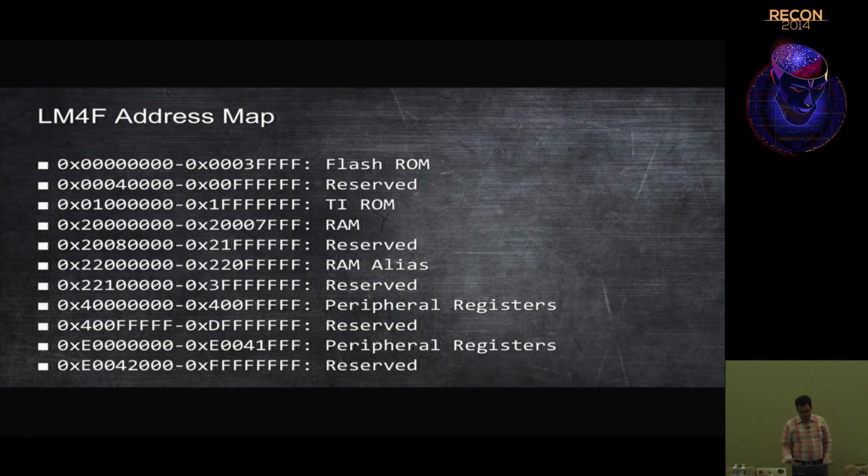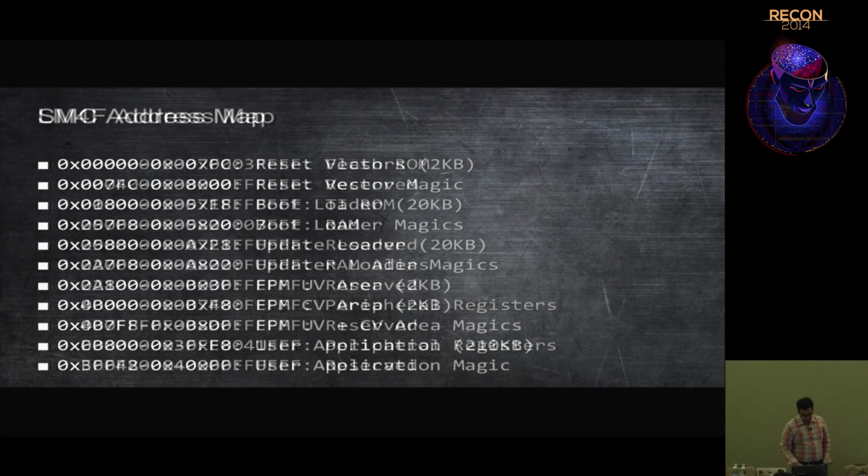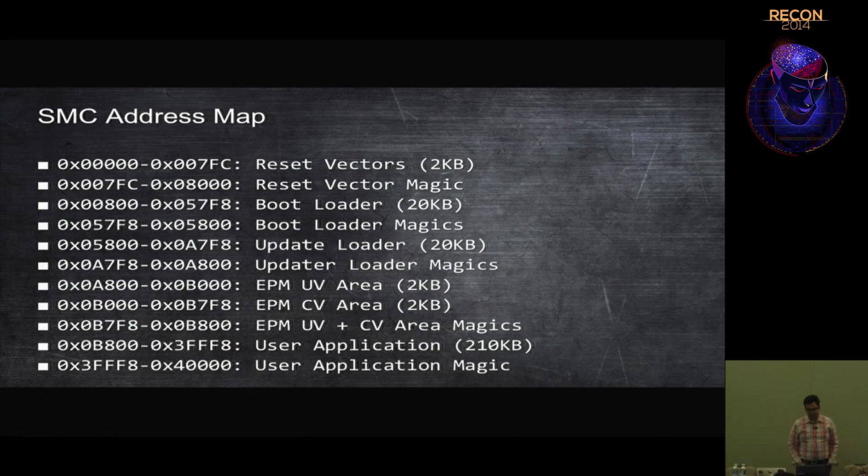Now, out of that flash ROM area, the way that Apple sets it up is you basically have your reset vectors at the beginning. So that's a 2 kilobyte region where the chip actually boots up. And there's a magic value at the end of that region. So we'll get back to that magic value. Then you've got the bootloader, which is the basic updater, which is 20 kilobytes, and then it has a magic value at the end. Then you have the update loader, which is 20 kilobytes, and a magic value at the end. Then you have what's called the EPM, UV, and CV area.